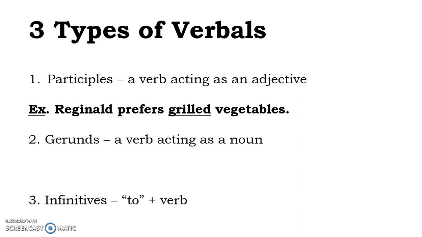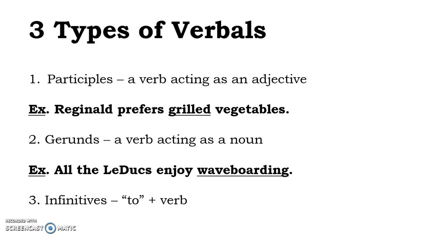Reginald prefers grilled vegetables. You can see that there is not any old adjective. It's a verb that's been turned into an adjective. Grill, grilling something, to grill, been turned into now an adjective describing vegetables. What kind of vegetables? Grilled vegetables.